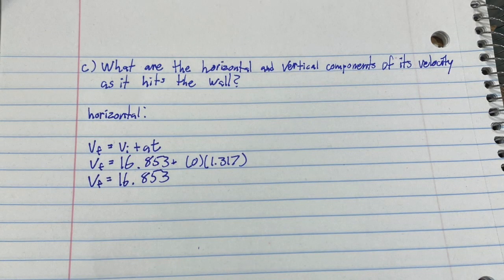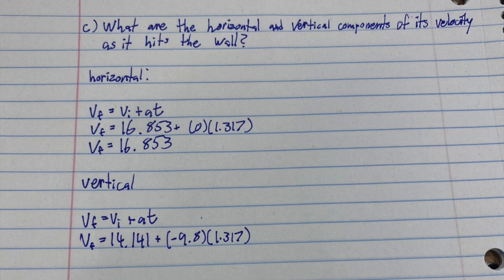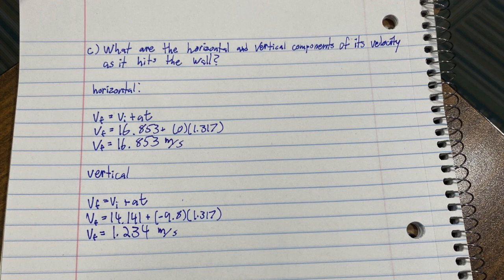Our third task is to find the horizontal and vertical components of the ball as it hits the wall. We already know that since no horizontal forces act on the ball, its final horizontal component will be the same as its initial component, which we know is 16.853 meters per second. We can find our vertical component by using the equation final velocity equals initial velocity plus acceleration times time. When we plug in the variables we know, we get 1.234 meters per second.